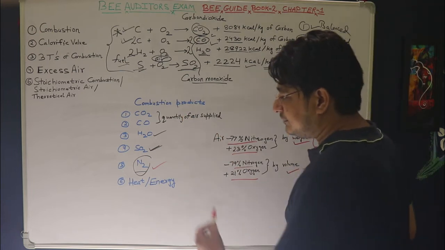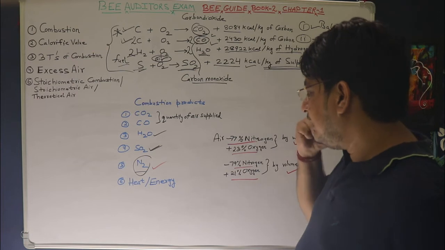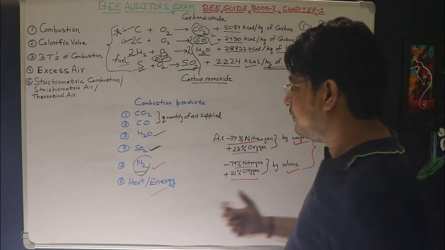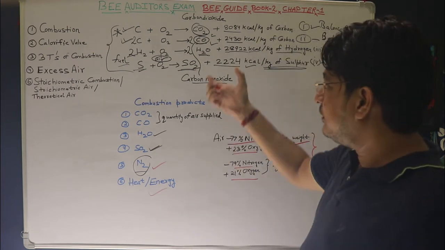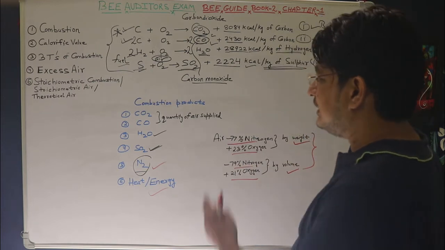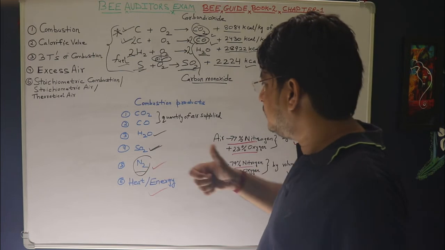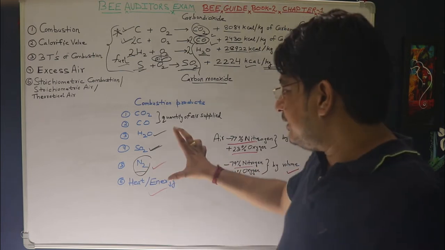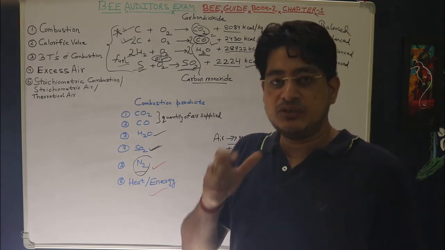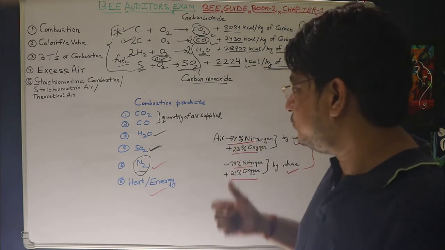And another combustion product which you will get is the heat energy, which is the basic purpose of our combustion. So you can see here, this is a tentative list of the combustion products that you can get. It basically depends on the constituents of the fuel that you are using.